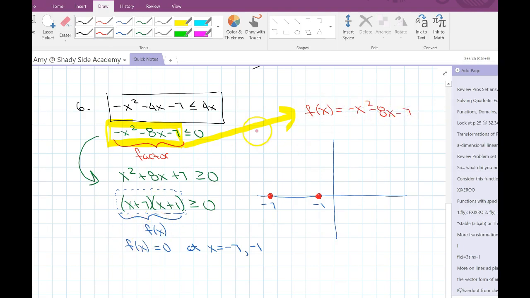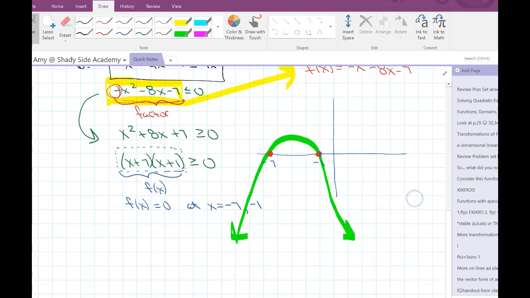I guess be careful here. When I called f of x this down here, I was calling f of x this because I was looking at the roots. The roots don't change whether you divide out a negative or positive. However, when I subtracted 4x, this is now the original function. A is negative. It opens down, if you remember from parabolas. Degree 2 polynomial, negative lead coefficient. What that tells me is your parabola is going to open downwards.